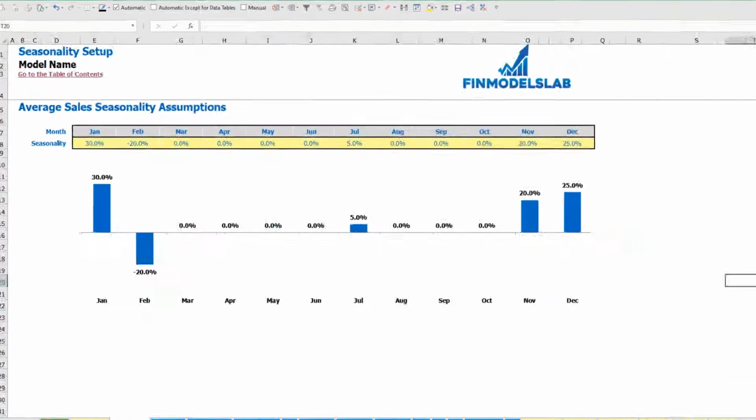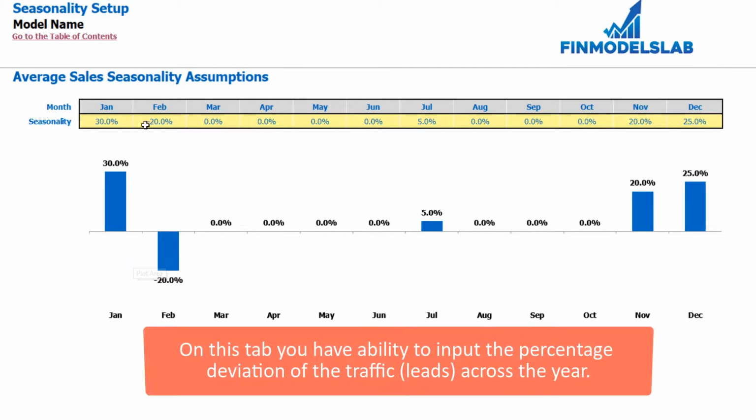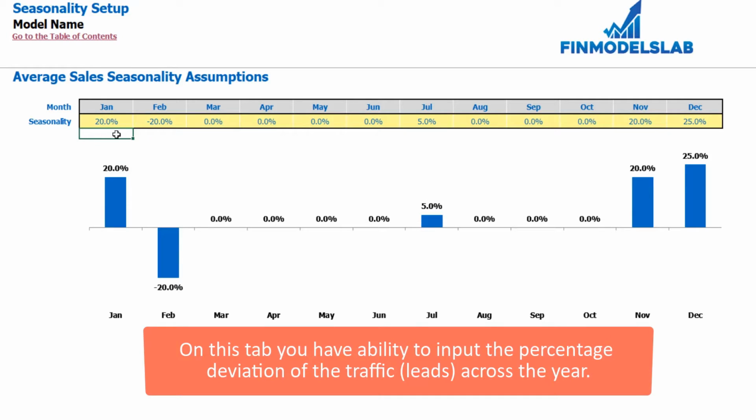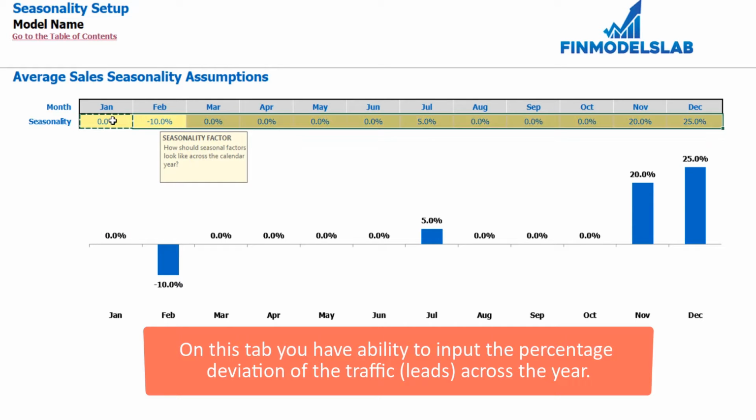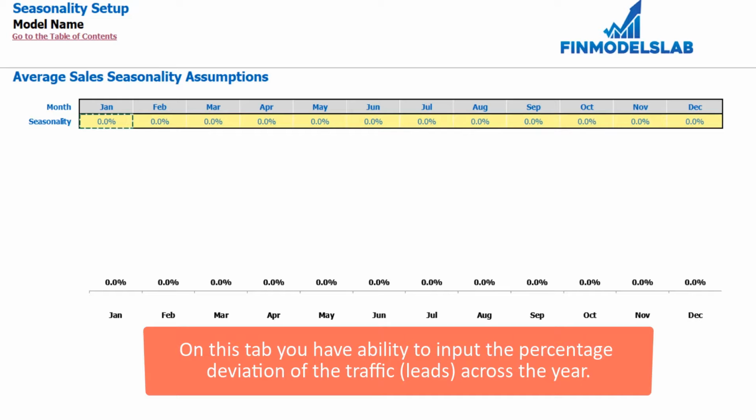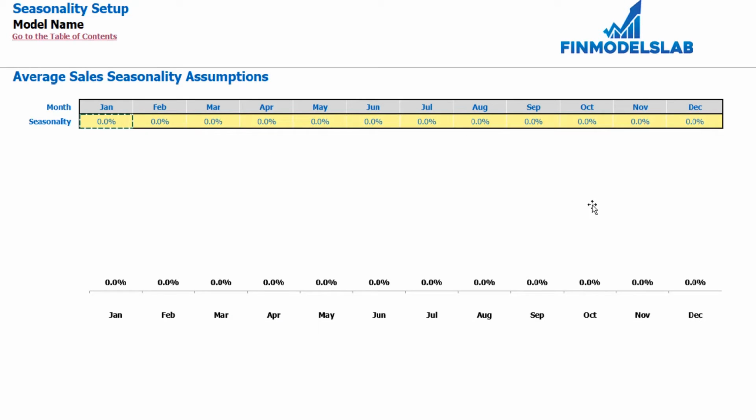Also, you are able to set up the seasonality of your sales. For example, if in January you'll have 20% seasonality, this means that your average annual sale will be impacted by 120%. And if in February it will be minus 10%, then you will multiply your average monthly sale across the year by 90%. If you don't need any seasonality, you can just zero out this set of assumptions and you will not have any assumptions for the seasonality within the model.